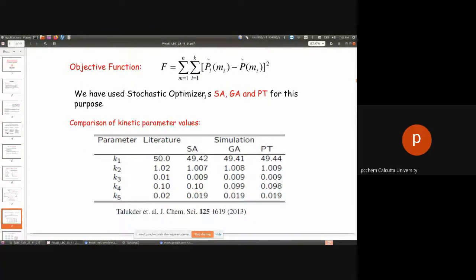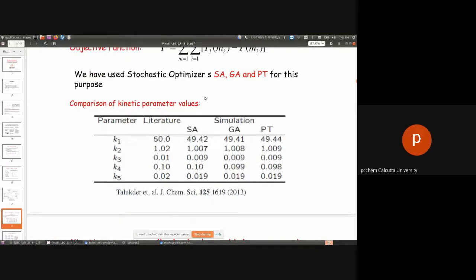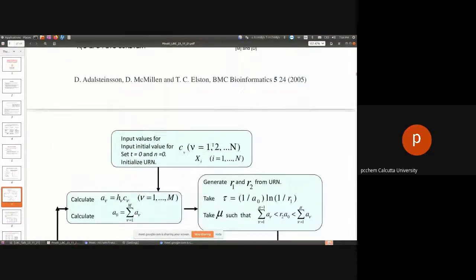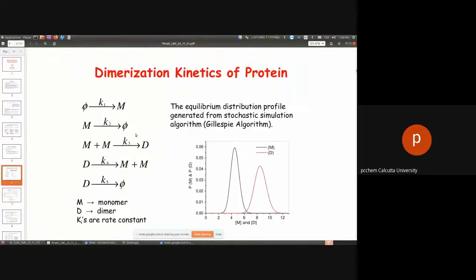And basically these are some of the results. The absolute values are not that important, but the later analysis is. This is the literature value that is available, and when you do this simulation with the three different stochastic algorithms, more or less they tally with the literature value. Now, this is not all. What is important is that, as chemists, this is a mechanism which has only 5 steps. Fine.